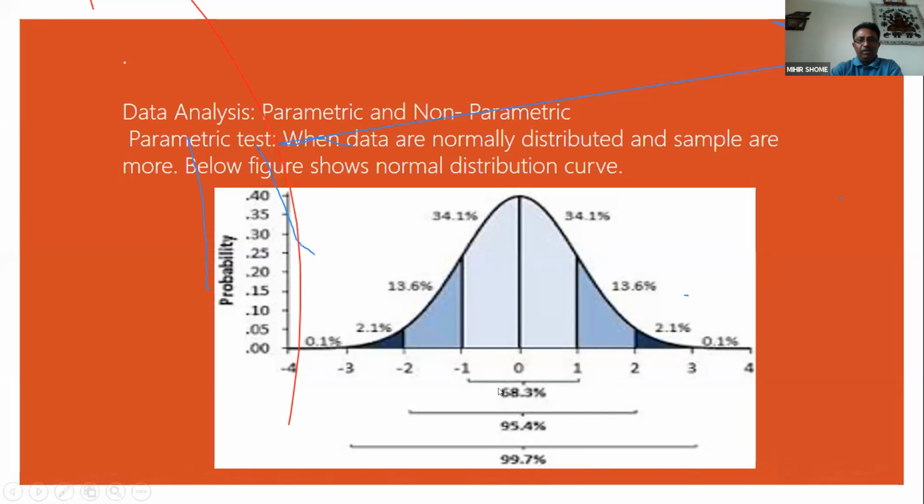And this plus and minus 1 sigma is covering 68.3%. From -2 to +2, it is covering 95.4%, and -3 to +3 is showing 99.7%. When the data becomes bell shaped, then we can say the data is normally distributed, and it should be in a plot.